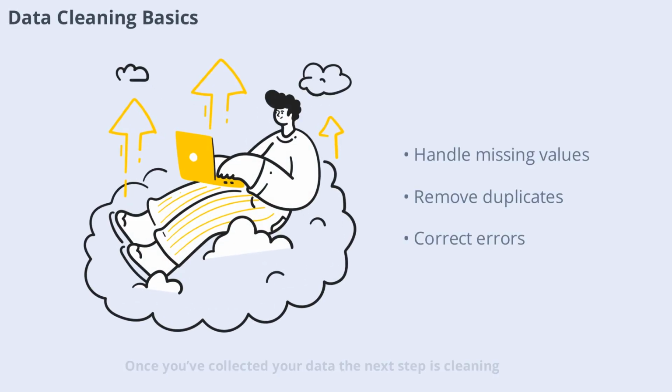Once you've collected your data, the next step is cleaning. Real-world data is often messy, with missing values, duplicates, or errors. Data cleaning involves identifying and correcting these issues to ensure your analysis is accurate. This might mean filling in missing values, removing duplicates, or correcting inconsistencies. Clean data is the foundation of any reliable analysis, so don't rush this step. Take the time to understand and address any problems before moving forward.